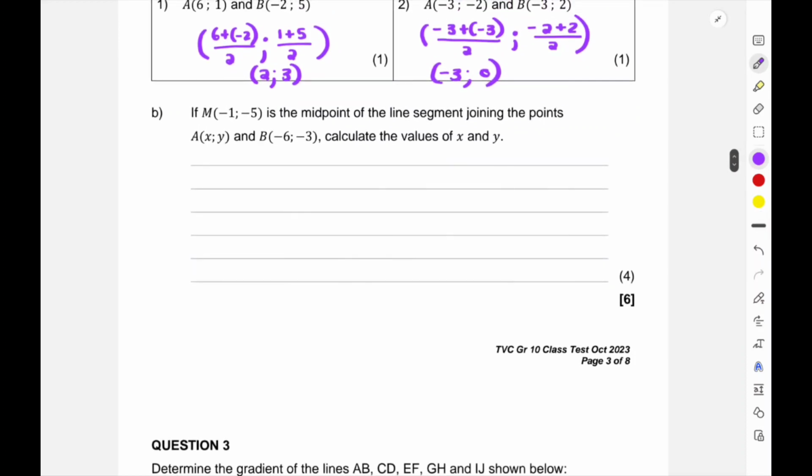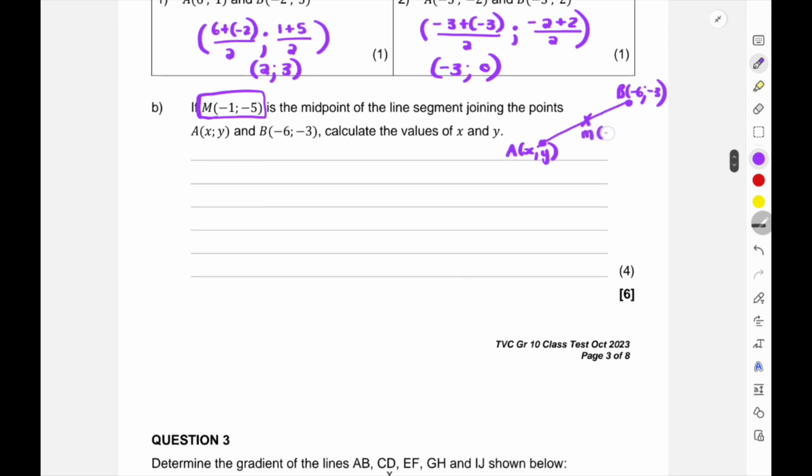Okay, if M, negative 1, negative 5, is the midpoint of a line segment joining the 2 points A and B, calculate the values of X and Y. Okay, so they give me the midpoint. And now, if I had to draw it like this, if I had A over here as X and Y, and B over here as negative 6, negative 3, they have given me the answer for the midpoint over there, which is negative 1, negative 5.